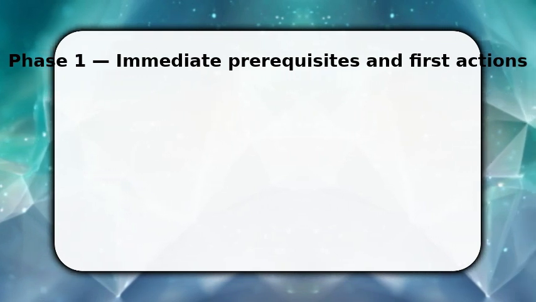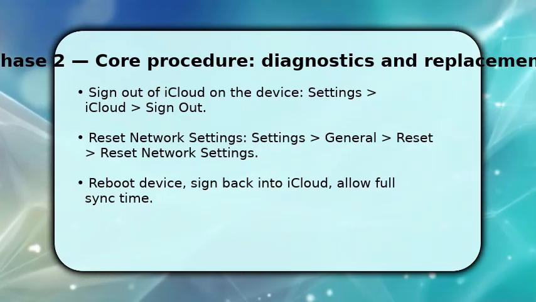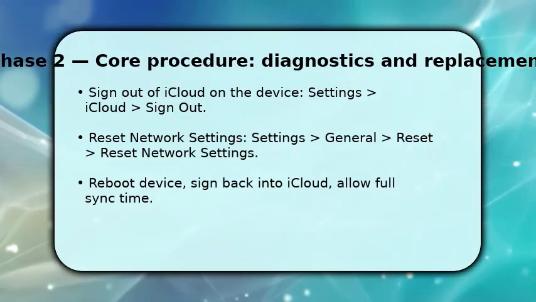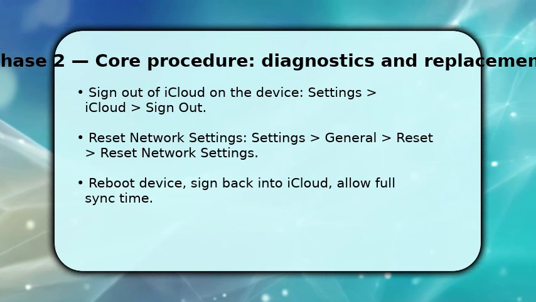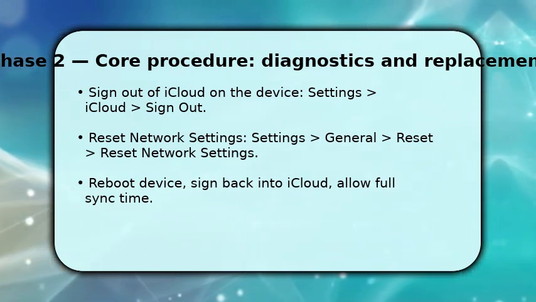Now you sign out of iCloud and reset network settings to clear corrupted sync caches. After signing out, go to General, Reset Network Settings. This removes saved Wi-Fi and VPN settings, but often frees stuck iCloud connections.